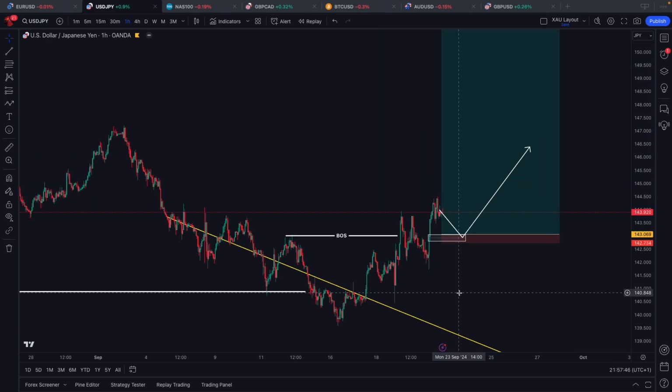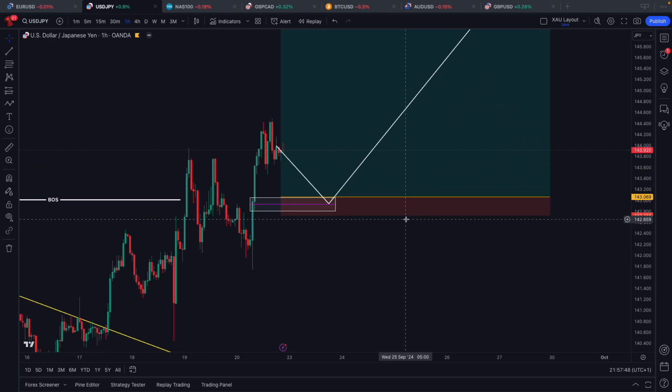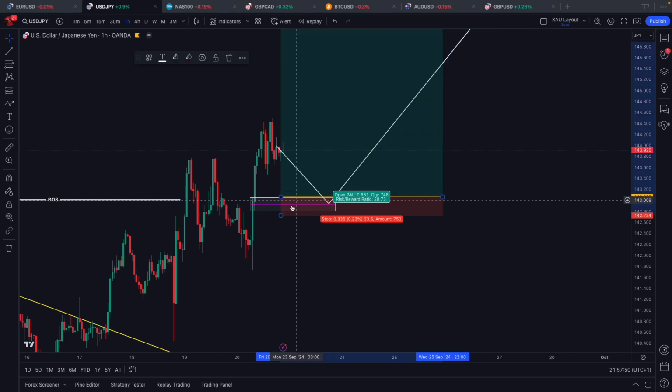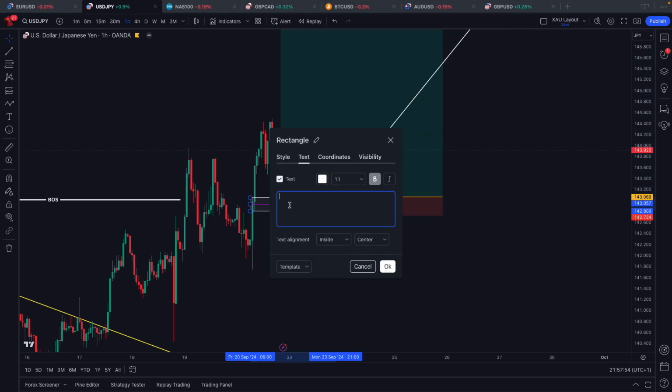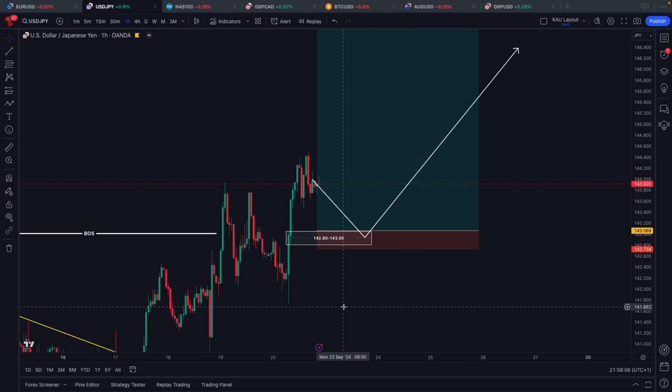So what I'm going to do is I'm actually going to mark out the specific area and price for you all that this zone resides in, just so you can go and mark it out for yourself. Because I think this position right here, this potential setup, has very, very good potential. 143.05. Perfect. So that's my analysis for the US dollar, Japanese yen.